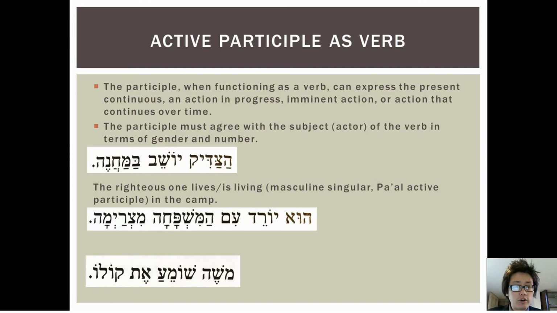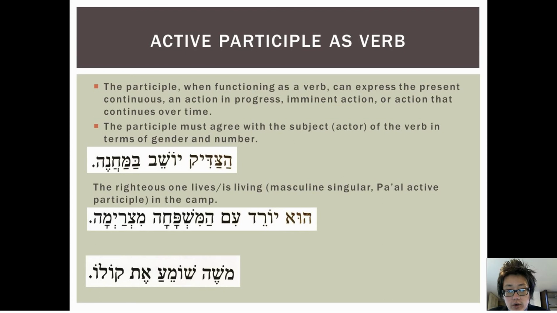The key here to notice, though, is yoshev. This is a masculine singular, active participle from the root yashav. Let's look at the second sentence. Hu yored im hamishpacha mitzrayma.